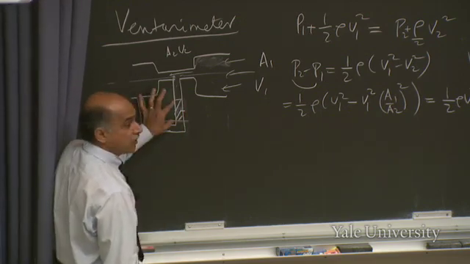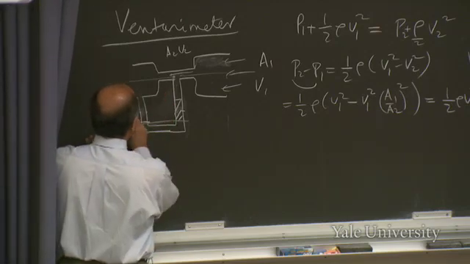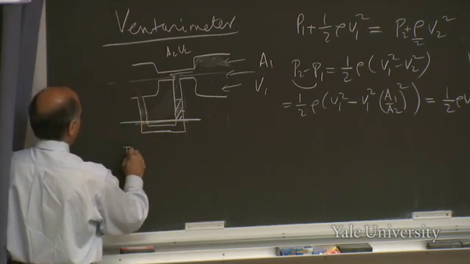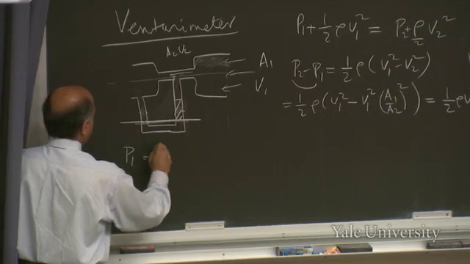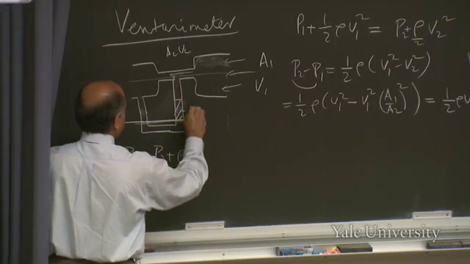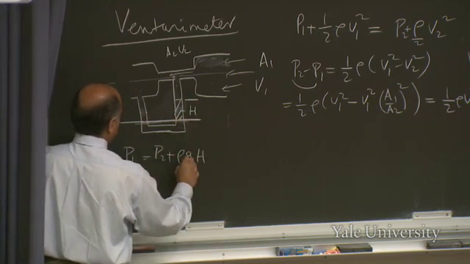And how much extra is it? Well, let's think about it. The pressure at these 2 points is the same. The pressure here is what I call P1. The pressure here is P2 plus rho g times height of this fluid. This rho is not the density of air. This rho is the density of oil, let's say.